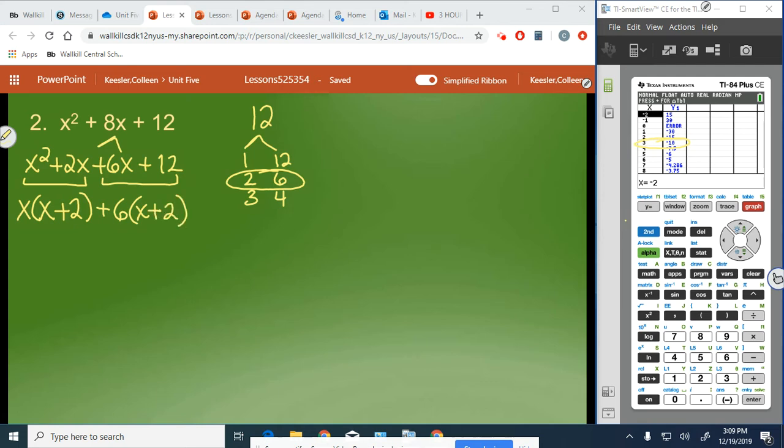So notice again that my x plus 2 is the same in both cases, so I can factor that out. It should always be the case. And then that leaves me with x plus 6. And again, if I double distributed that, it would just bring me right back to this trinomial. All right, let's try another one.